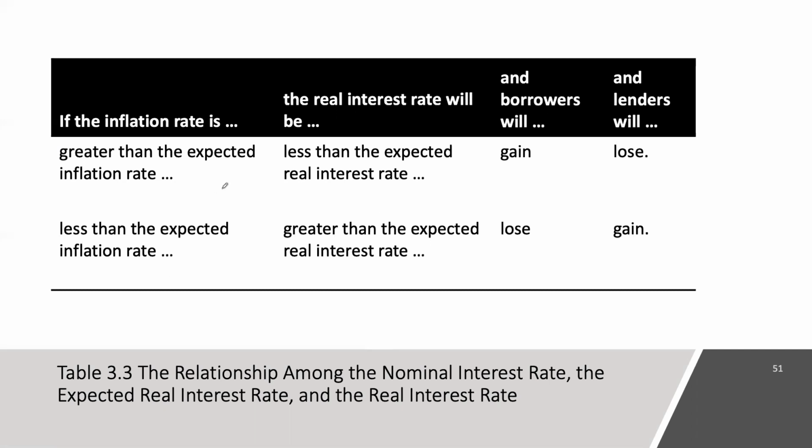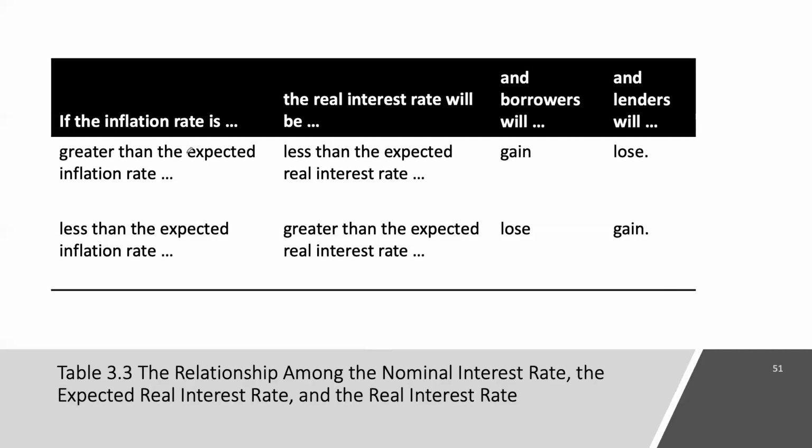And it's the same thing, right? If the actual realized inflation rate is less than what was expected, then the real interest rate is higher than what was expected. So the cost of borrowing for borrowers was higher than they expected, so they lose, and the return to saving was higher than what was expected, so savers gain, right? So that's the logic of all of this.